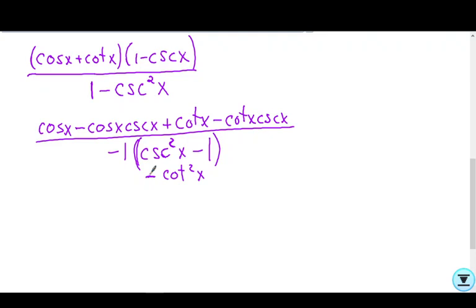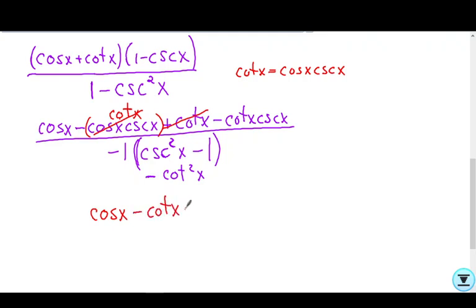Also, on my formula chart, I have written down that cotangent x is equal to cosine x over sine x, the cosecant x form. So this right here I know is cotangent. That means these middle terms, I have a negative cotangent plus cotangent, so this ends up being 0. So on top I'm left with cosine x minus cotangent x cosecant x over negative cotangent squared x.